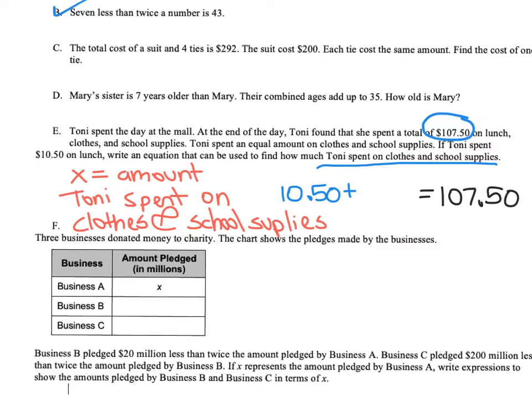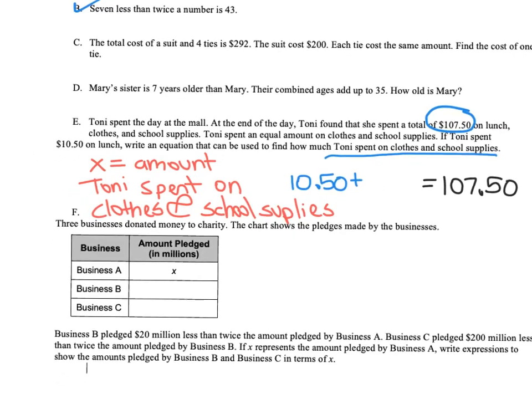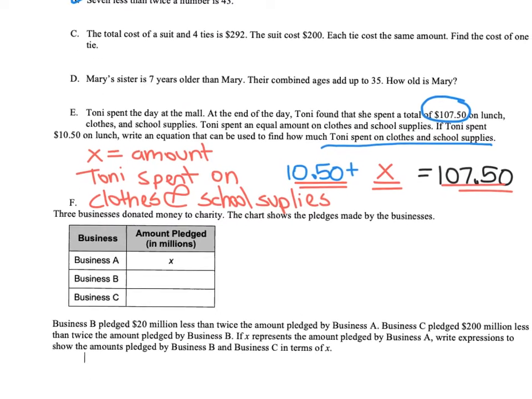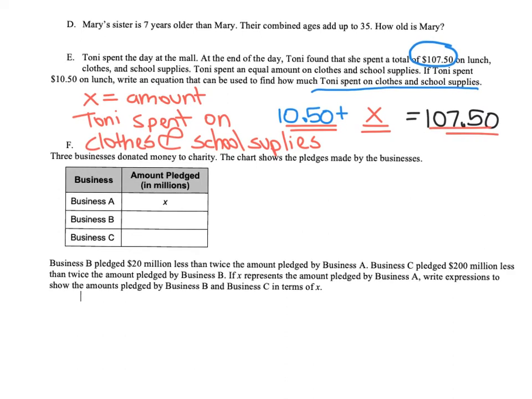So I really don't know how much he spent on school supplies and clothes, but I do know he spent $10.50 on lunch. So the way that I would figure out the remainder of what he spent is I'm going to add the amount he spent on school supplies and clothes to the lunch value, which will give me a total of $107.50. Now this is a one-step equation that I could solve by subtracting $10.50 from each side, but I'm not going to solve that. I just wanted to show you how we could set that up.